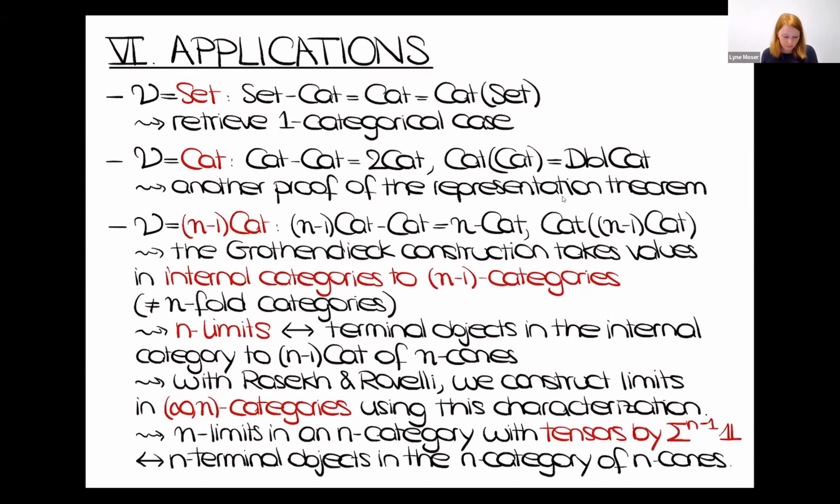Just one last thing: if the conjecture that I said before is true, then we could also say that n-limits in an n-category with tensor by this n-1 cell should correspond to just n-terminal objects in the n-category of cones. So again, if you want to compute n-limits in the n-category of n-1 categories, it's enough to just work inside of n-categories themselves. And that's all I wanted to say today. Thank you for your attention.